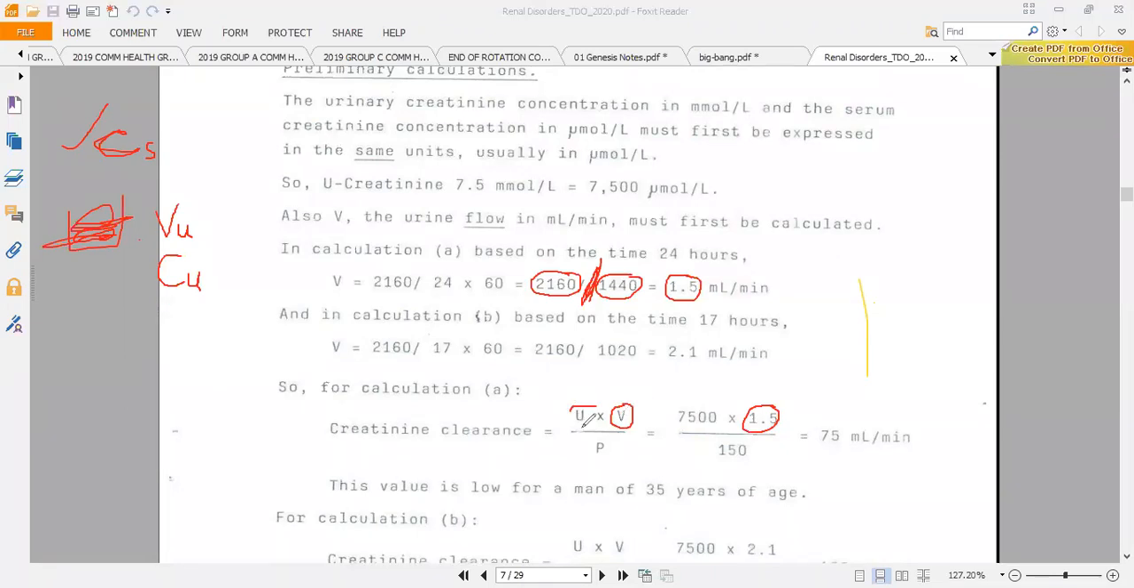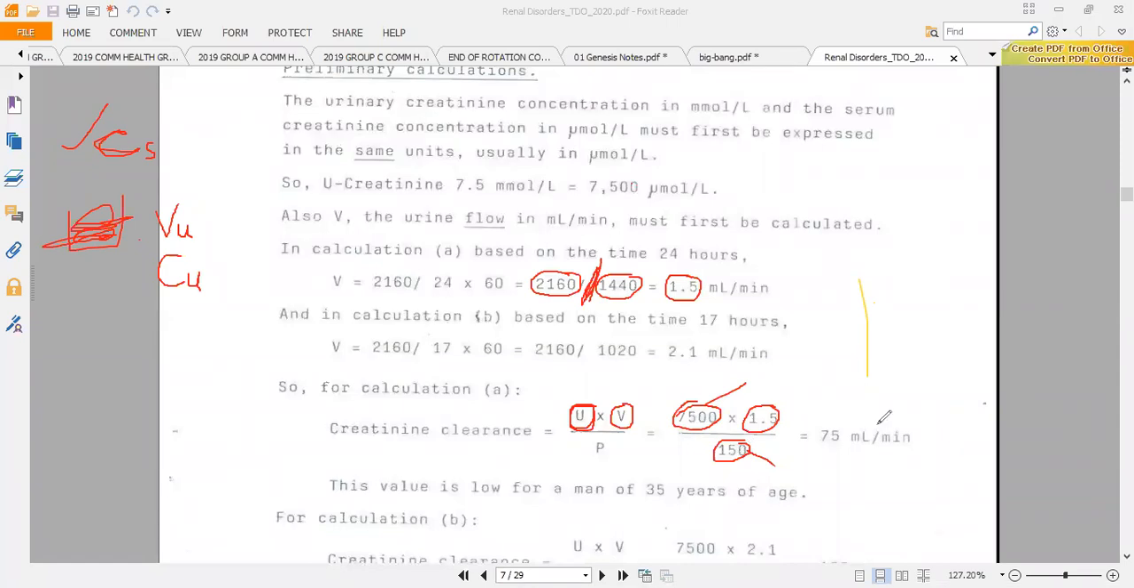The U over here is the concentration of creatinine in the urine, and the question gave us 7.5 millimoles per liter. But we want them to be in the same unit, so you convert it to 7500 micromoles per liter. So when I multiply this by this, then I will divide it by the plasma creatinine concentration. As I said, there are two concentrations that we are looking at: the one from the urine, this one, and the one from the plasma, which is this one. So multiply the urine flow rate by the urine concentration and divide by the plasma concentration, okay?